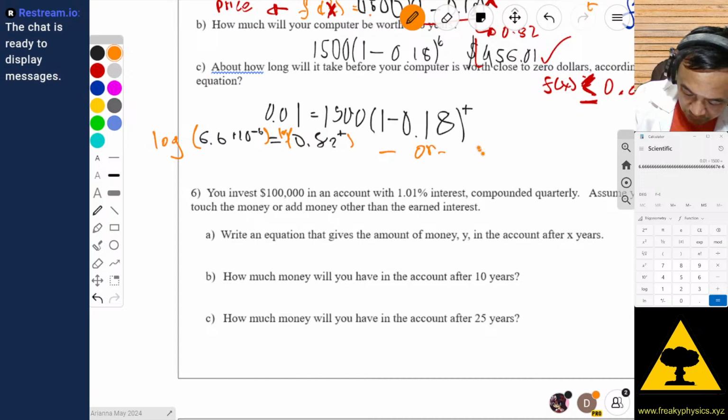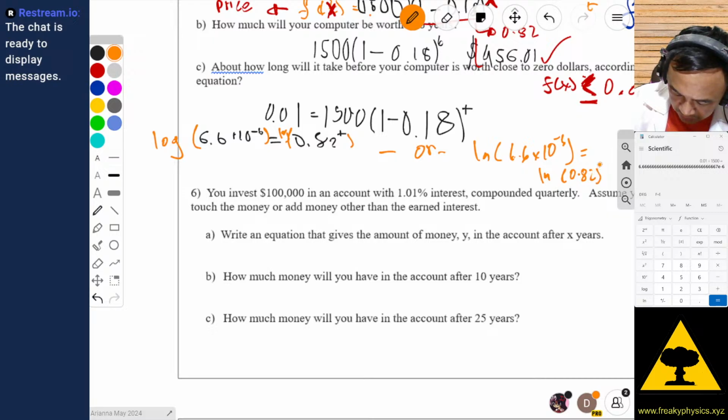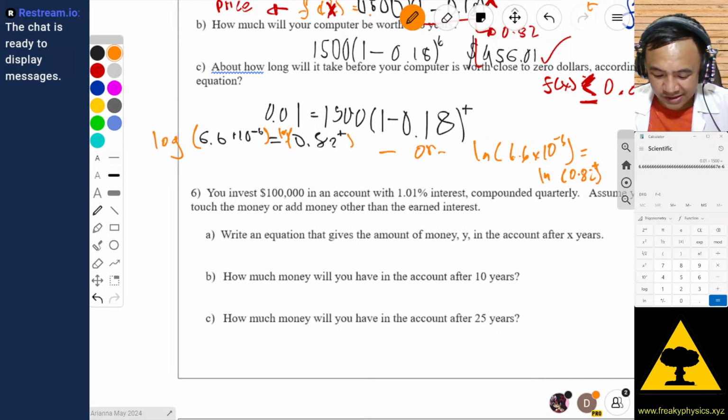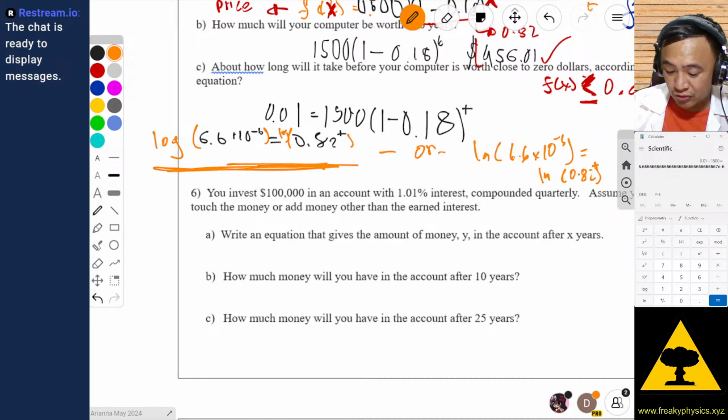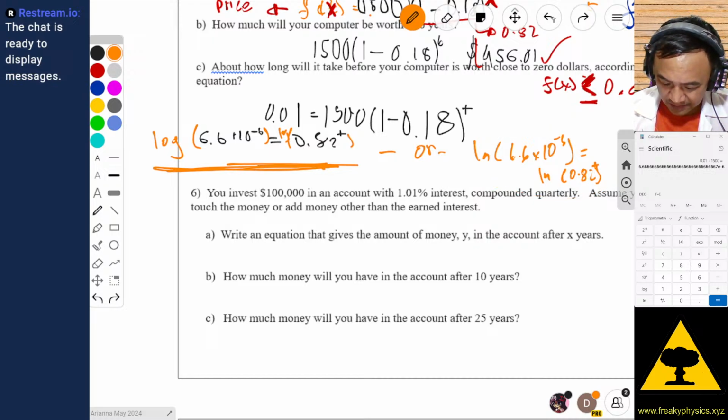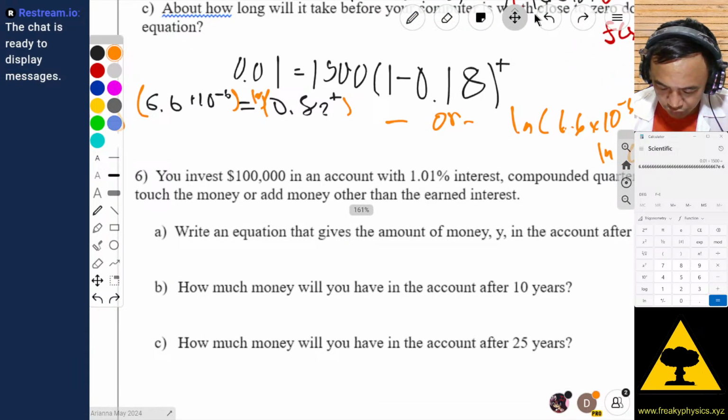Or you can do this: 6.6 times 10 to the minus 6 equals ln of 0.82 raised to t. Now, you can do this, but I'm going to focus on the log base 10. Before we continue, just so we're clear, at your level you're expected to use this logarithm, but once you get to DP, you're expected to use the natural log more often. Either way is correct.